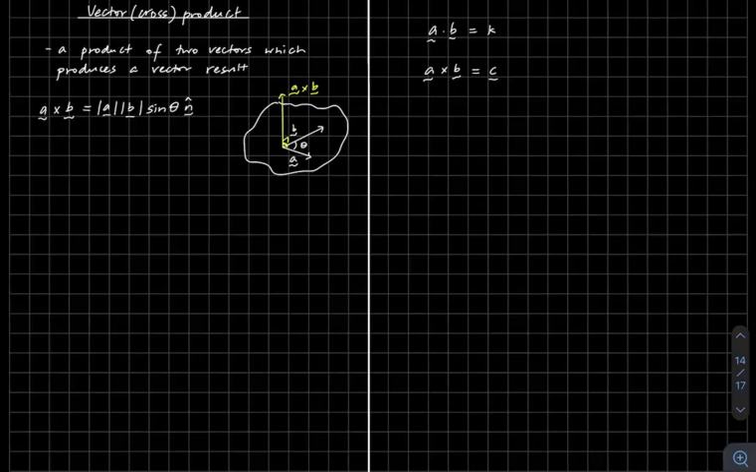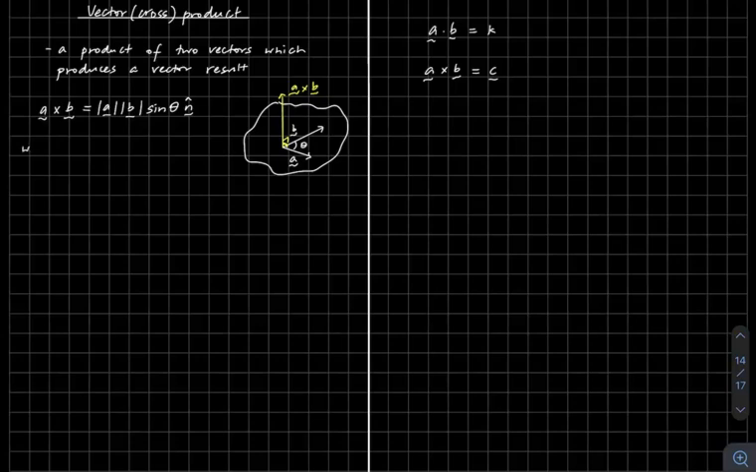So what we've got in this definition here is a part which gives us the magnitude. That bit there, the magnitude of A times the magnitude of B times sine theta, is giving us the magnitude or length of this vector, and then that component there is giving us the direction.